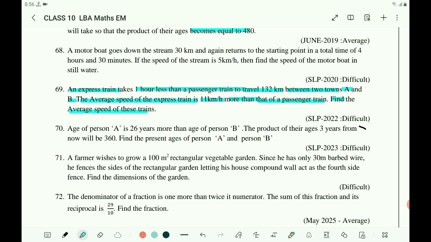And the time taken by the express train is 1 hour less than the passenger train, meaning the second time is 1 hour less than the first time. So we have to take 132 by x minus 132 by x plus 11 equals 1.